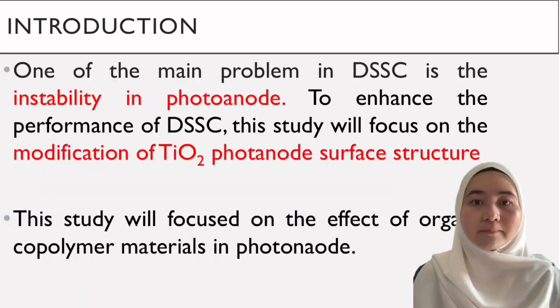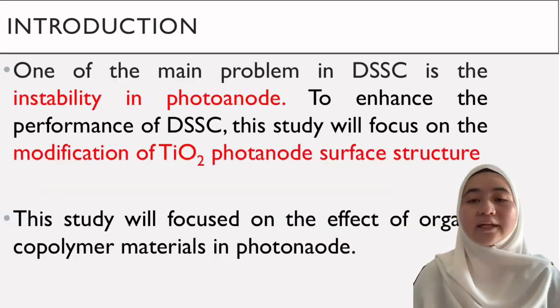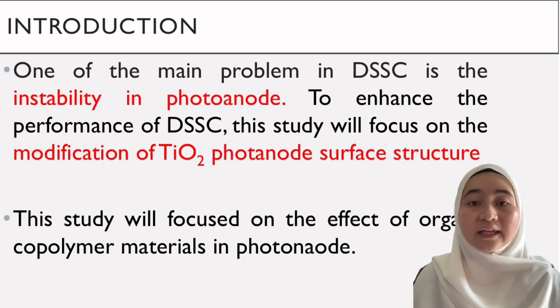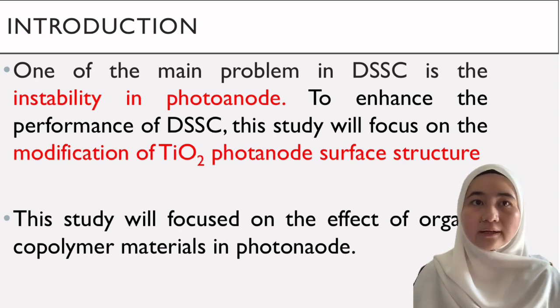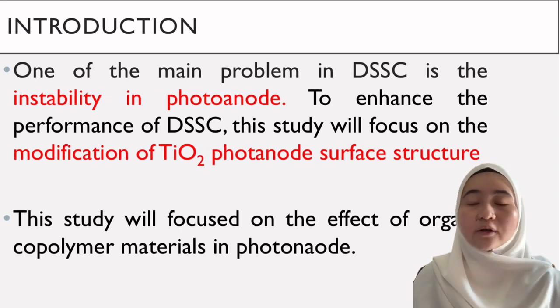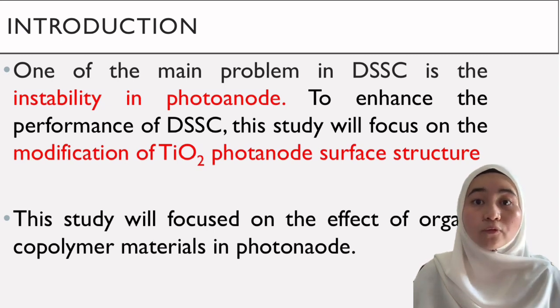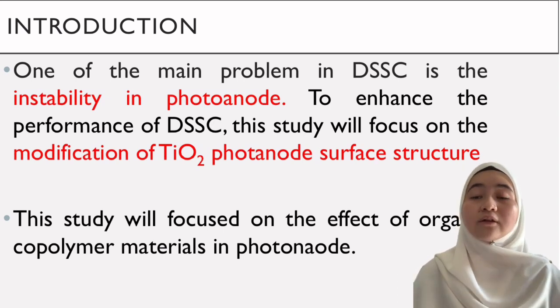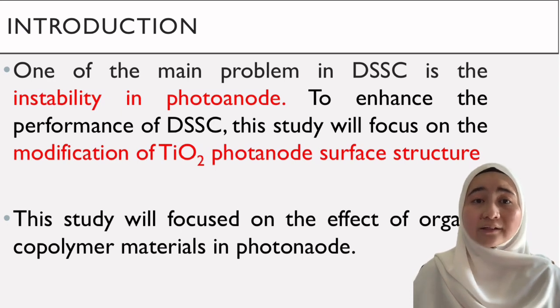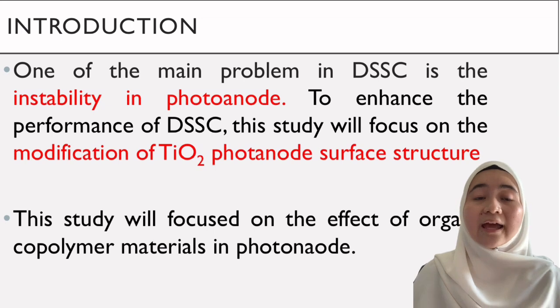On to the introduction part. One of the main problems that the DSSC has is the instability in the photoanode, or what we call the working electrode. To enhance the performance of the DSSC, this study will focus on the modification of TiO2 photoanode surface structure. TiO2, or titanium dioxide, is one of the materials used in the photoanode due to its characteristics such as stability, wide bandgap, and being environmentally friendly and non-toxic.